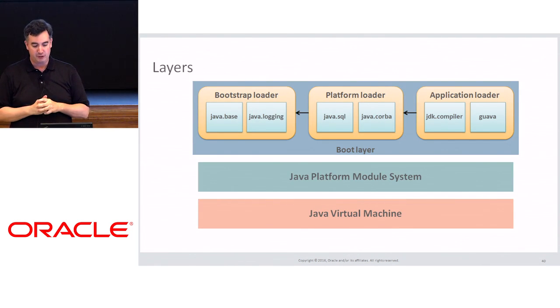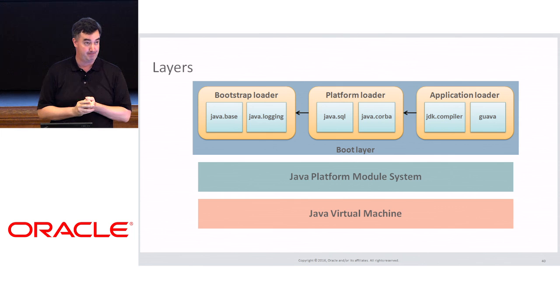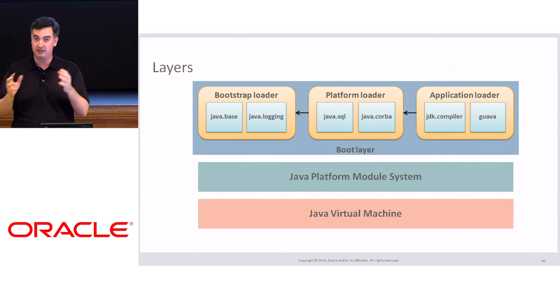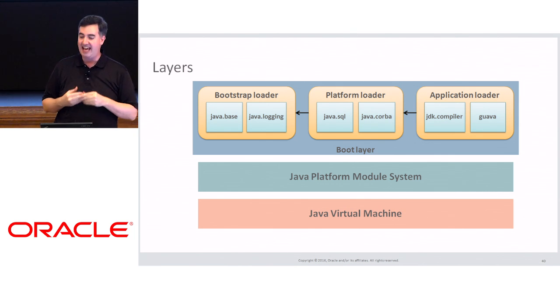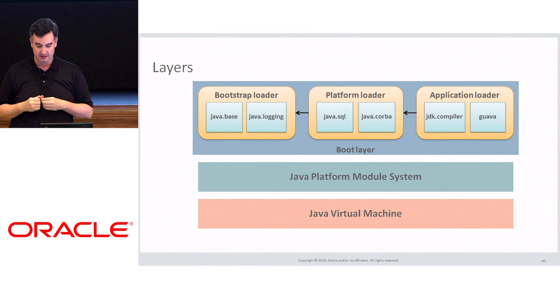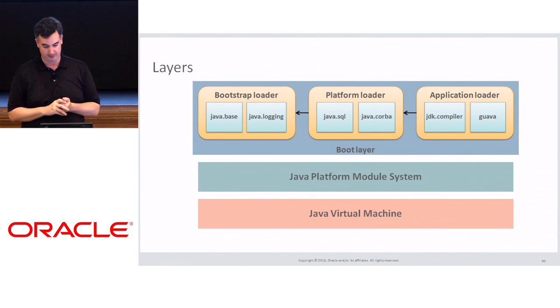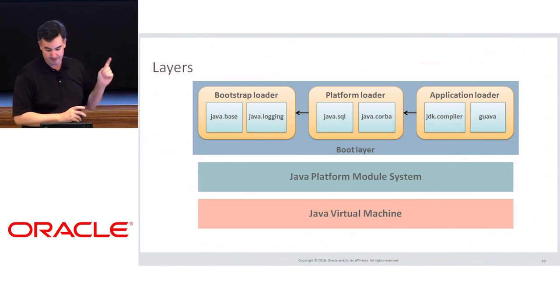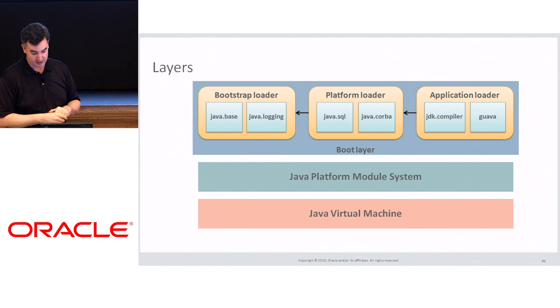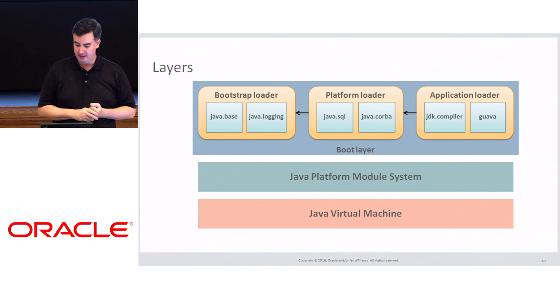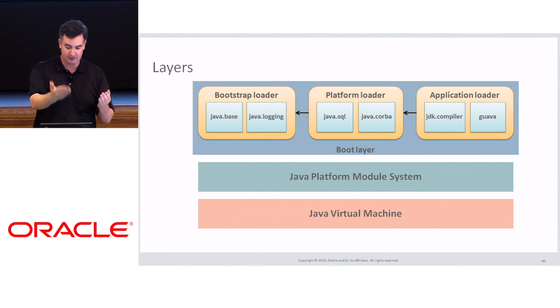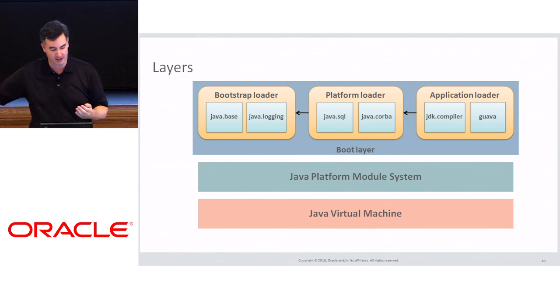The module system introduces the concept of a layer to associate loaders with modules. A layer is a family of class loaders that together serve to load classes for a graph of modules. Logically, the Java launcher defines the boot layer consisting of the three familiar loaders. It's the boot layer that associates the java.base and java.logging modules with the Bootstrap loader, java.sql and java.corba with the platform loader, and so on.